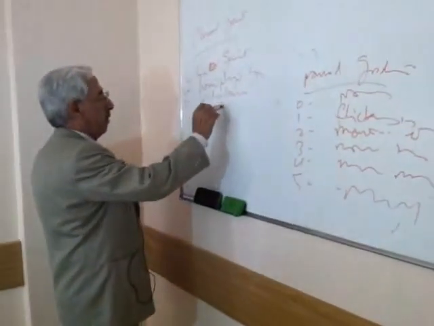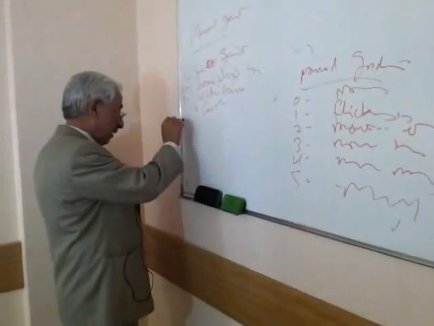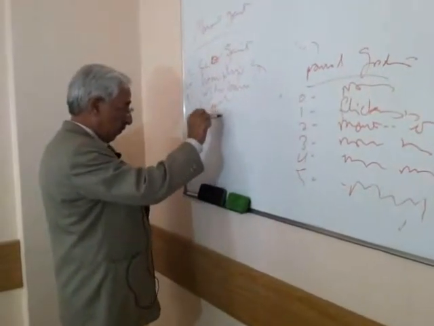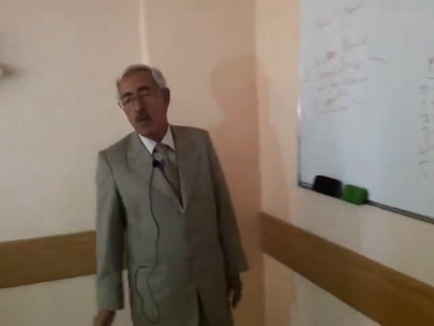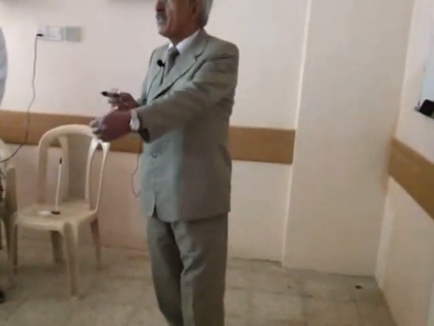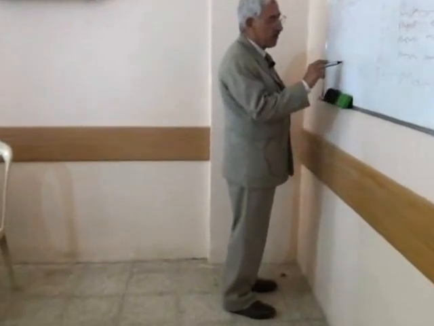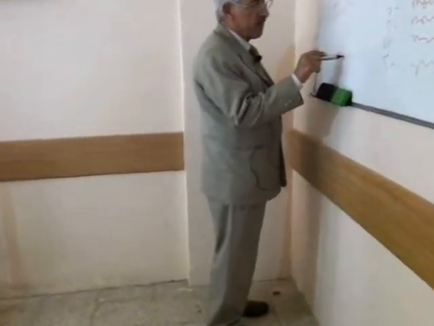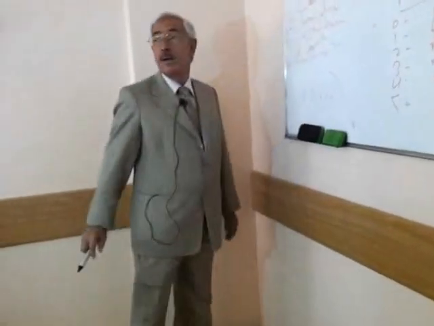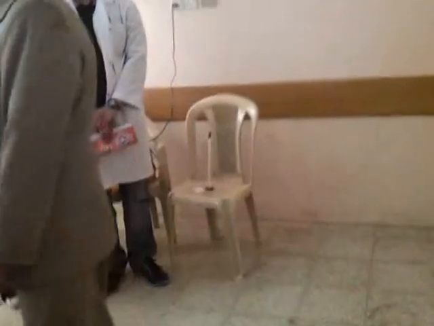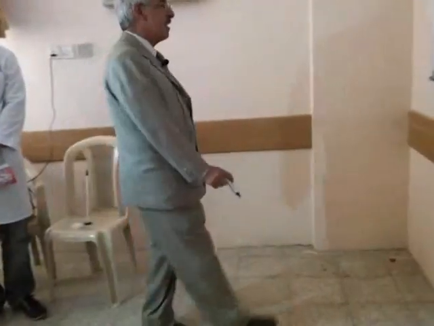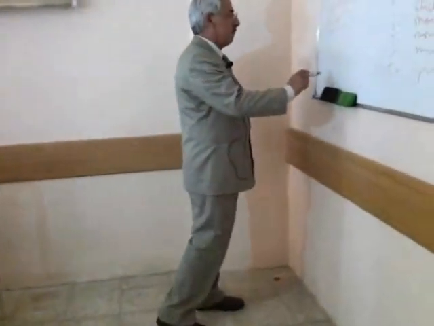The other gait is the shuffling gait or festinant gait. This is seen in Parkinson's patients. What is its cause? Progressive shortening of the steps. The first step is long like this, then the next comes shorter, then shorter, then shorter, and finally the patient stops. So this is what we call the festinant gait or the shuffling gait.